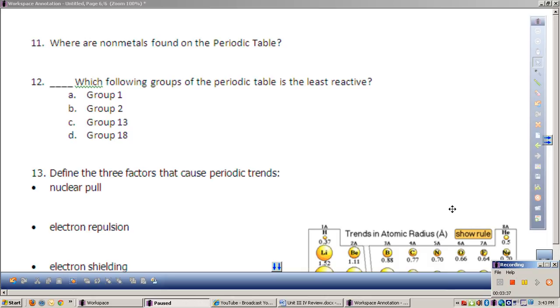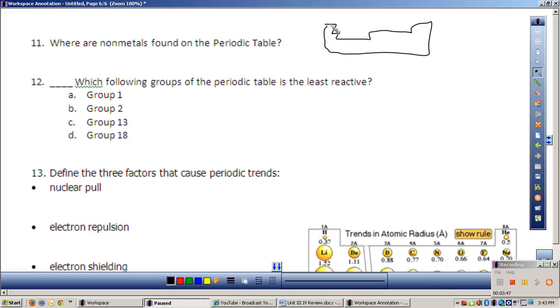All right, so number 11, where are nonmetals found on the periodic table? They are found, so this is a little bit off. Over here are the nonmetals. That is my awesome view of a periodic table, just so you know. And over here are the metals. The elements touching the zigzag line are what? Metalloids. All right, so they're metalloids, with the exception of aluminum.